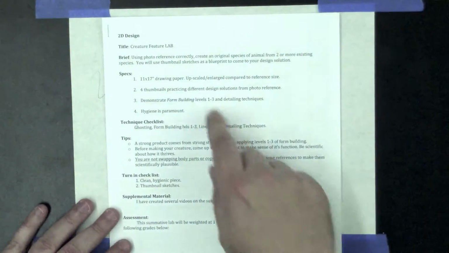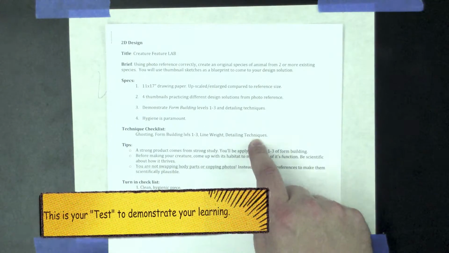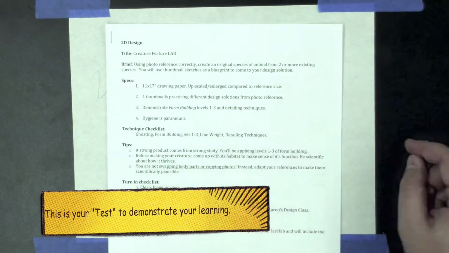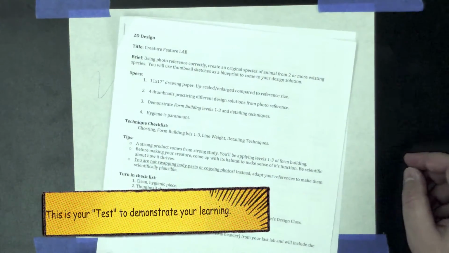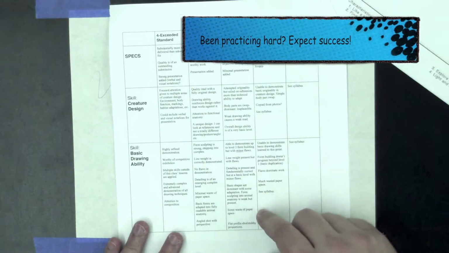Your brief outlines the specs, the general reason for why we're doing it, a list of techniques that you'll be assessed on, as well as your turn-in checklists, some tips, and some supplemental materials that I'd like you guys to view if you ever have any trouble remembering some of these techniques. So remember, on the back, you've also got your grading rubric so you can know exactly what you're going to earn.